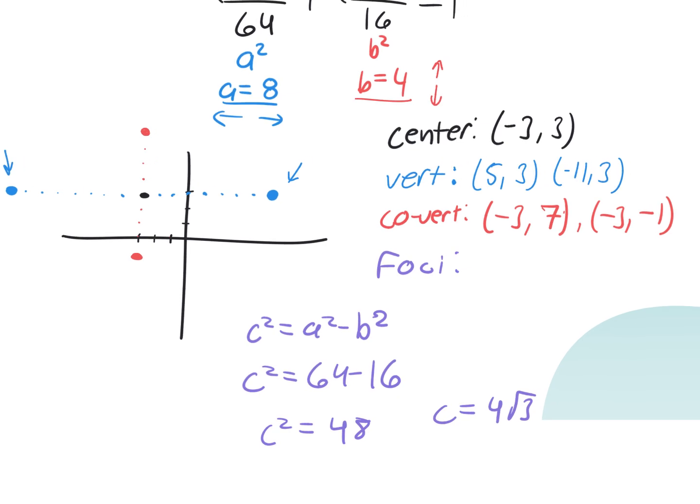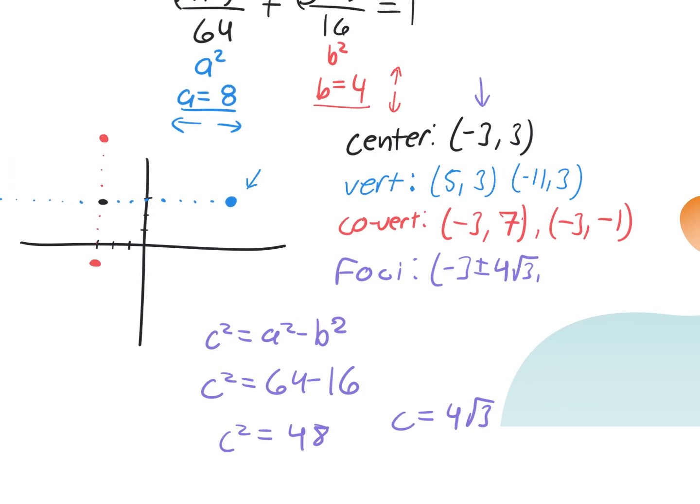And since it's horizontal, that means I'm going left and right, 4 square root of 3 units, and that's changing the x value of our center. So this is going to be at -3 plus or minus 4 square root of 3, comma, and then the other one stays the same. The y value is still at 3.